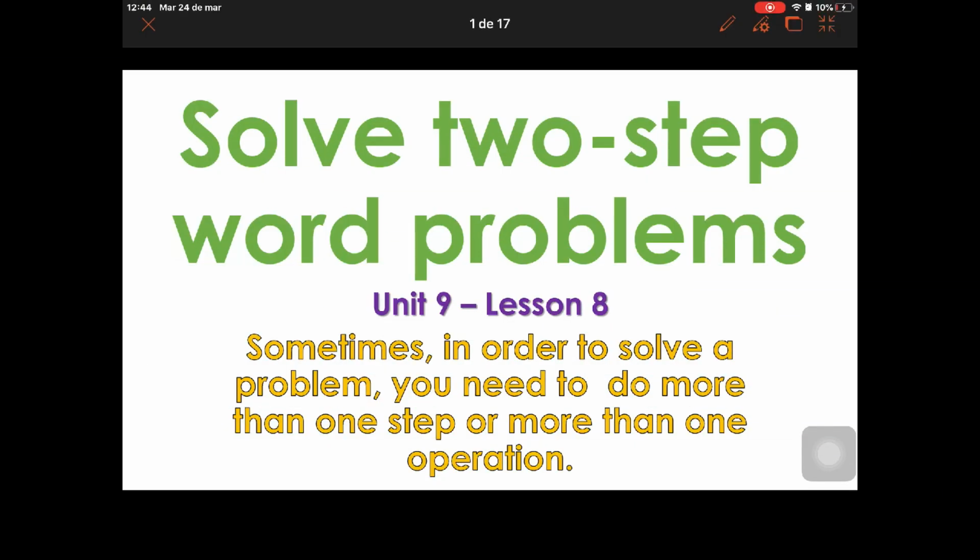So we're gonna start a new lesson, lesson number 8 from unit number 9. The lesson is solve two-step word problems. Okay, let's start. Sometimes, in order for you to solve a problem, you need to do more than one operation or more than one step. Let's see what this is about.